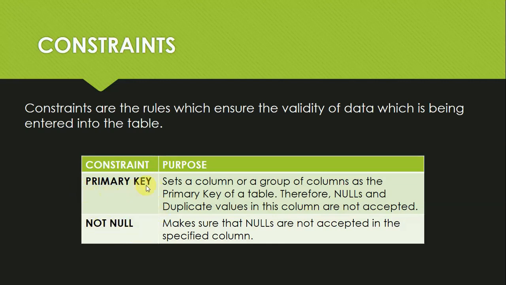Now, what is a primary key constraint? The purpose of this constraint is to set a column or a group of columns as the primary key of a table. So, when this constraint is set, nulls and duplicate values will not be accepted in that column. Not null constraint. This constraint makes sure that nulls are not accepted in the specified column. That is, we cannot leave that column as null. All the rows of that column must have some value.